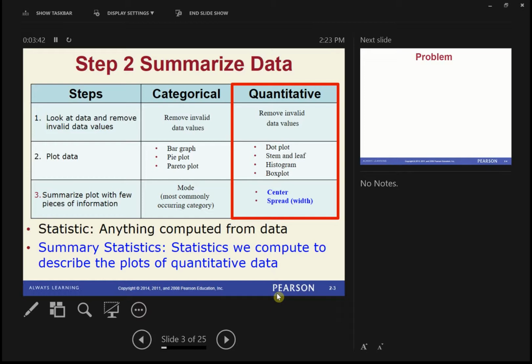So there's statistics, and there's statistics. And they're 2 different things. Okay? The summary statistics are statistics that we're going to compute that are going to describe the plots. And that's why this is in blue. These are called summary statistics. They're important statistics. They summarize main features of the data. Okay? So we're going to have a summary statistic that's going to describe where the data is centered. We're going to have a summary statistic that's going to describe how spread out the data is.